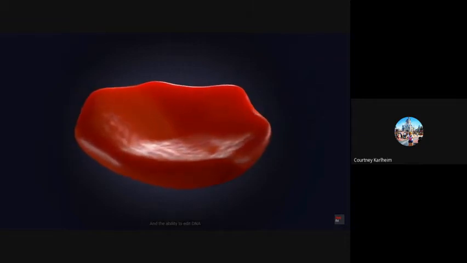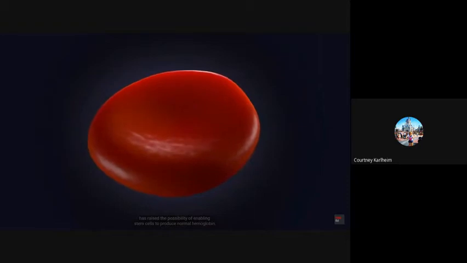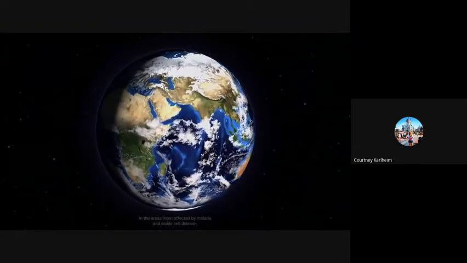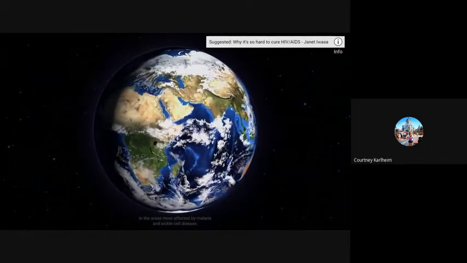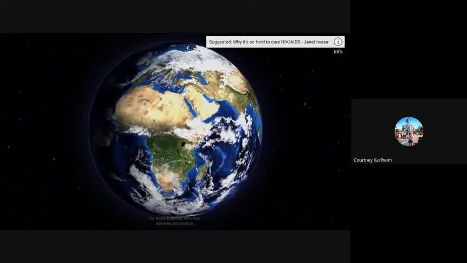And the ability to edit DNA has raised the possibility of enabling stem cells to produce normal hemoglobin. As these tools become available in the areas most affected by malaria and sickle cell disease, we can improve the quality of life for more patients with this adverse adaptation.